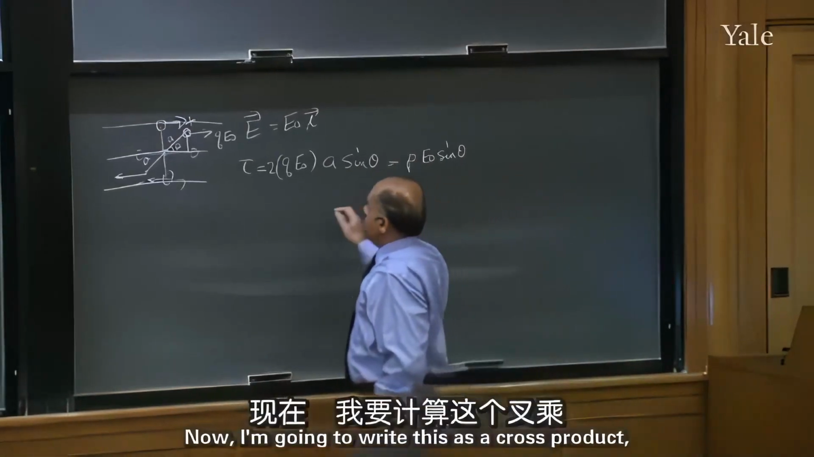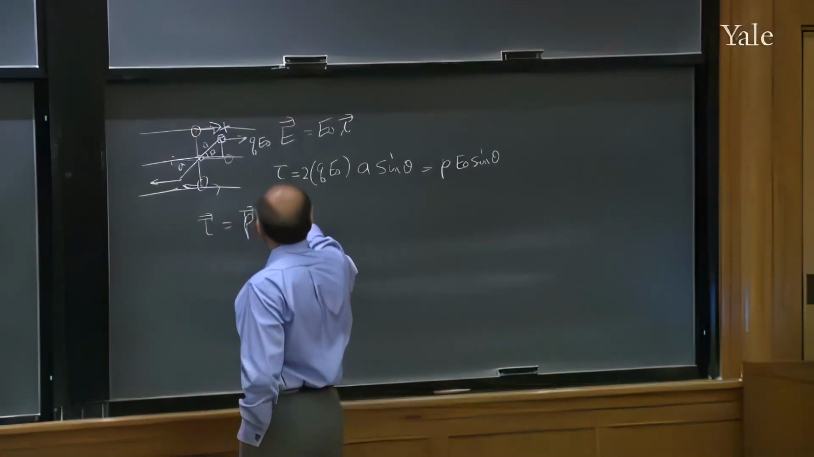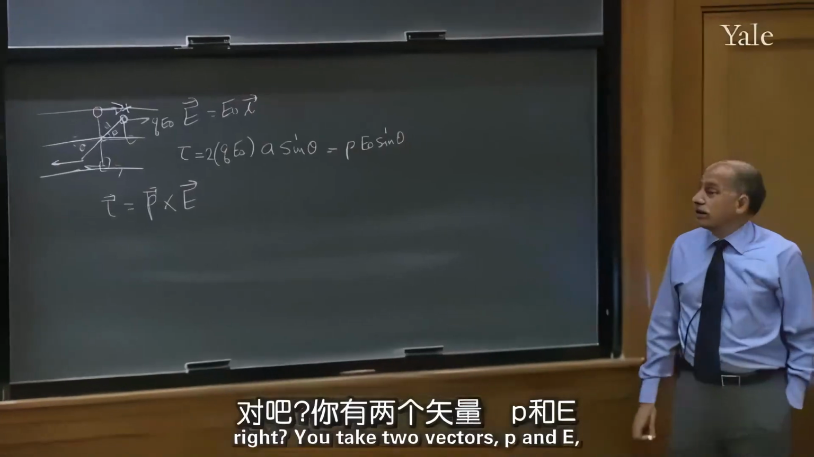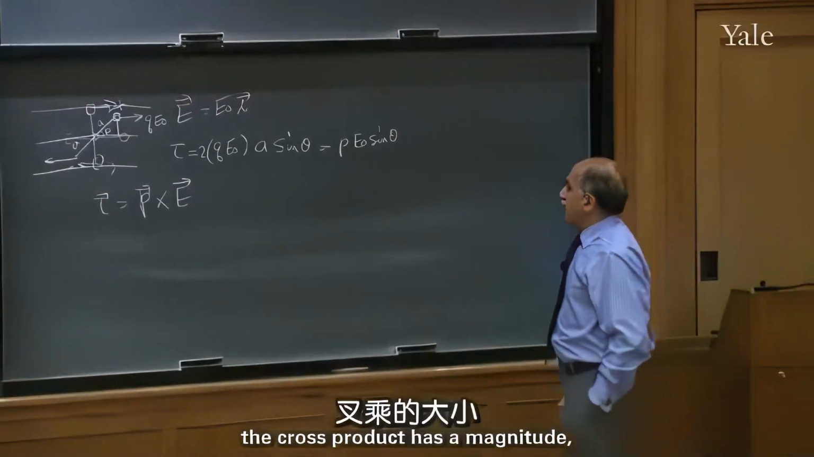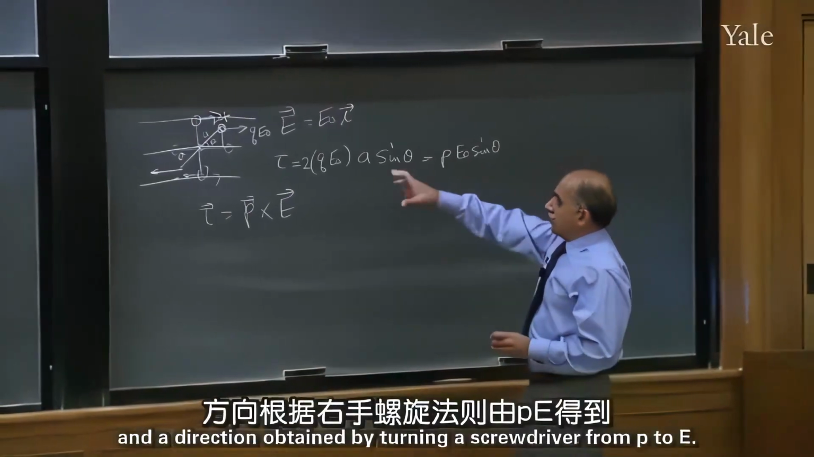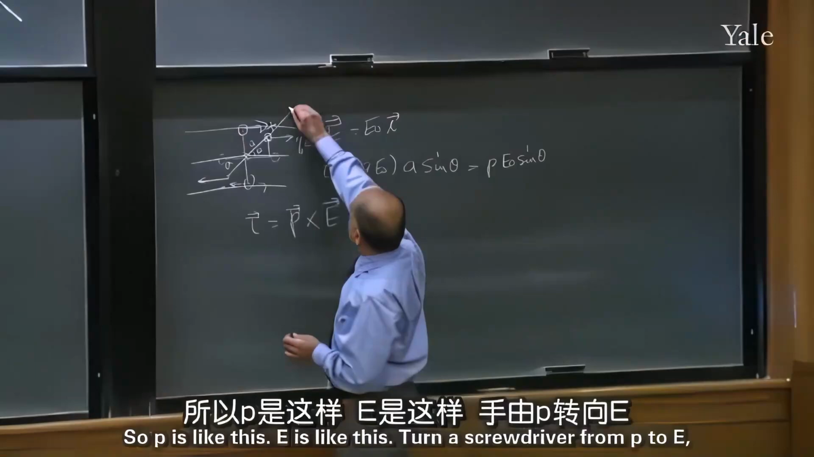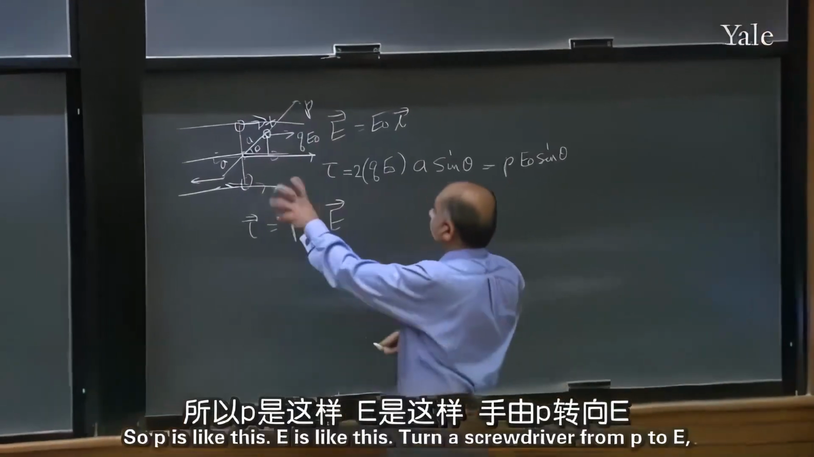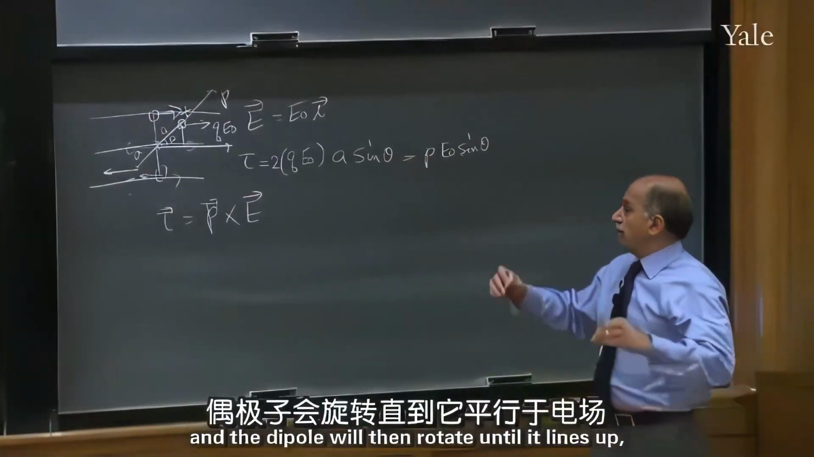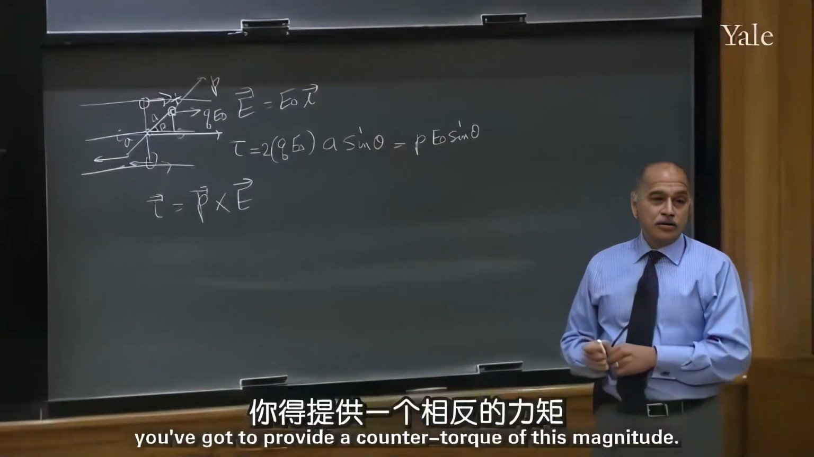Now I'm going to write this as a cross product. And I'm assuming you guys are familiar with the cross product, right? You take two vectors, P and E. The cross product has a magnitude, which is P times E times sine of the angle between them, and a direction obtained by turning a screwdriver from P to E. So P is like this, E is like this. Turn a screwdriver from P to E, it goes into the board, and that's the torque. And the dipole will then rotate till it lines up. Or if you don't want it to rotate, you've got to provide a counter torque of this magnitude.